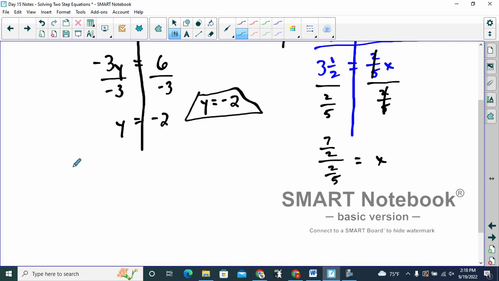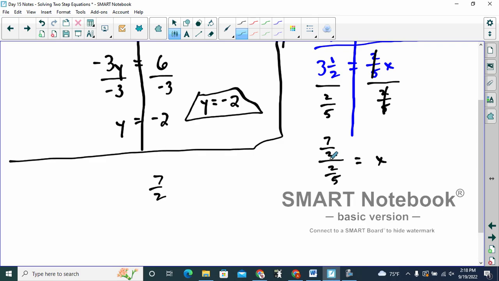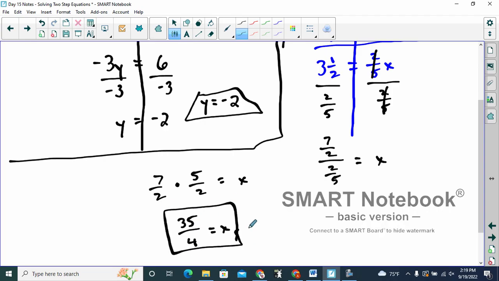And to divide by a fraction, I keep, change to multiplication, flip. Instead of 2 over 5, it's 5 over 2. To multiply fractions, we multiply straight across. 7 times 5 is 35. 2 times 2 is 4. I get x equals 35 over 4. 35 divided by 4 does not come out even. There's nothing I can divide them both by. That is our answer.